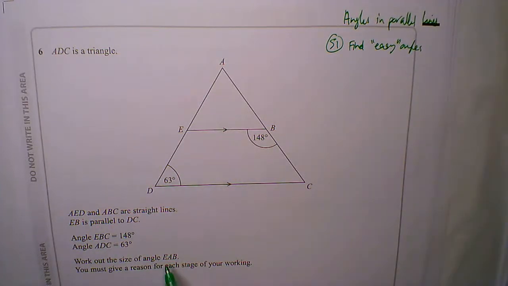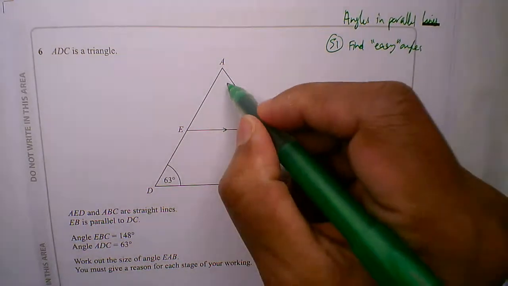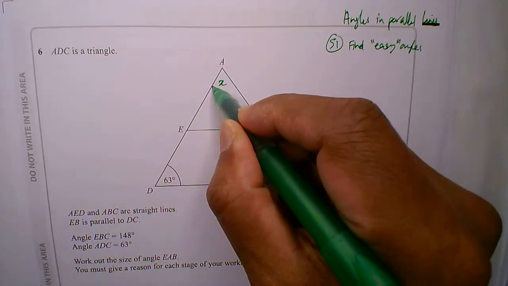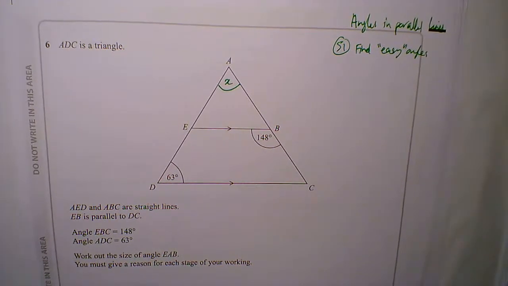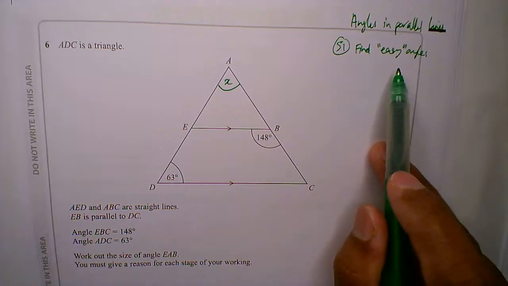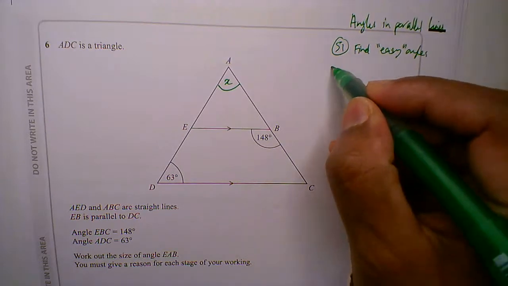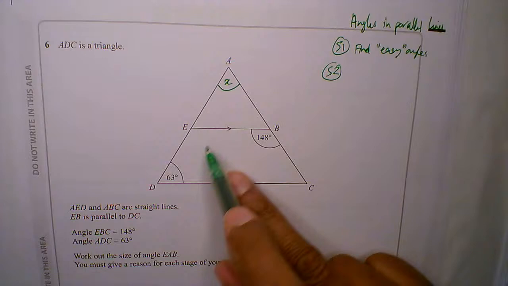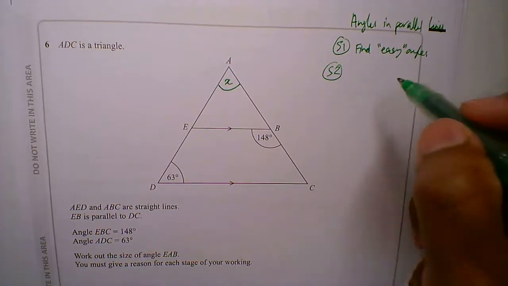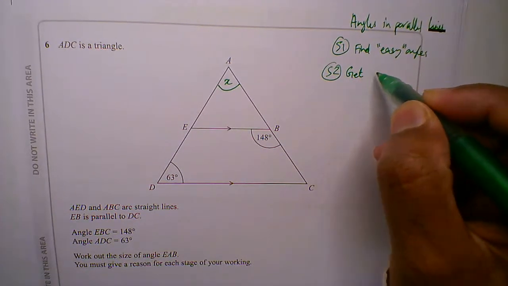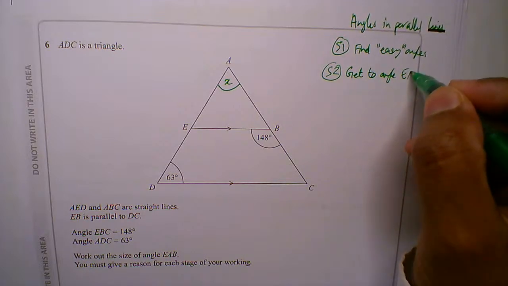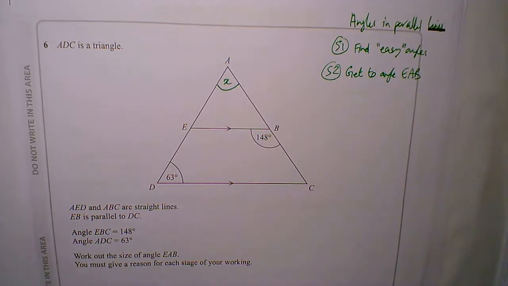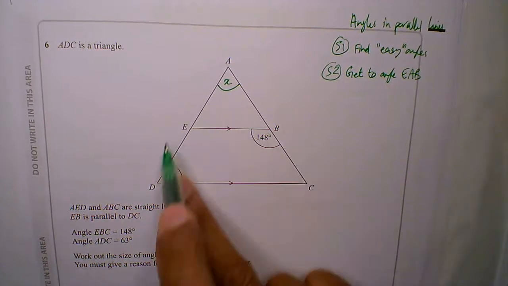So work out the size of angle EAB. It's this one here. Let me call that X. That's what I'm trying to work out. So I need to find the easy angles. That's my step 1. And then step 2 will be like a puzzle piece. Somehow I will eventually get to angle EAB.